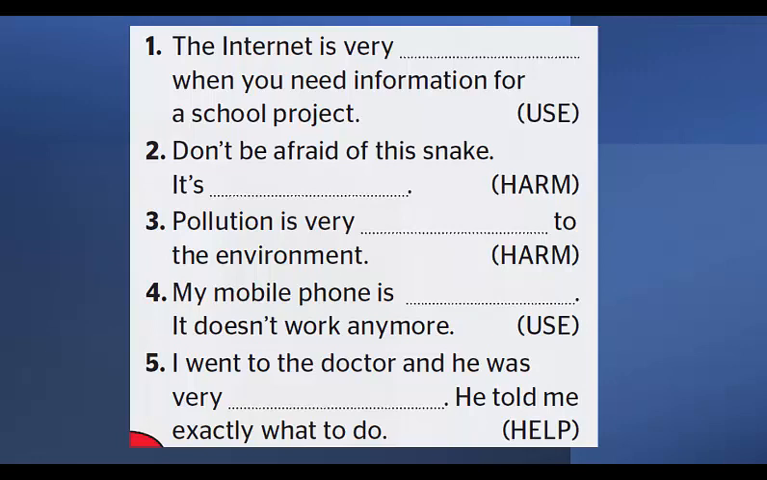Number one, the internet is very useful or useless when you need information for a school project. So it is useful. Number two, don't be afraid of this snake. Do not be afraid. It is harmful or harmless. So it's harmless. Number three, pollution is very harmful or harmless to the environment. It's pollution, تلوث. It's harmful.